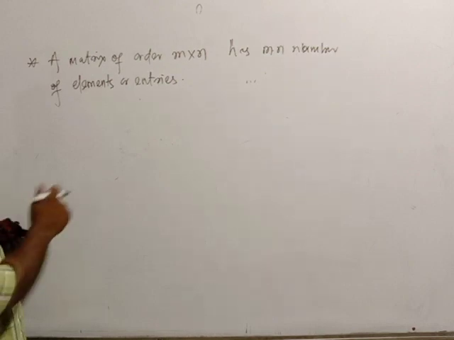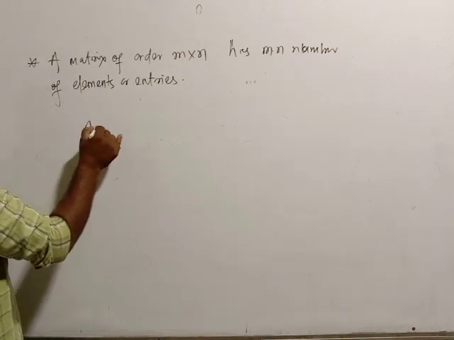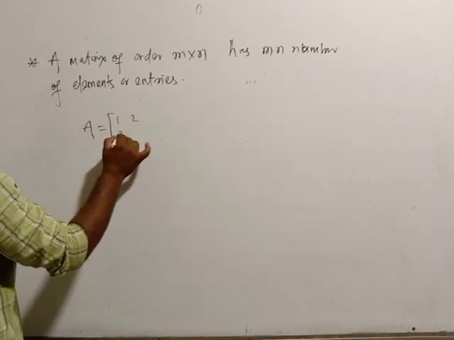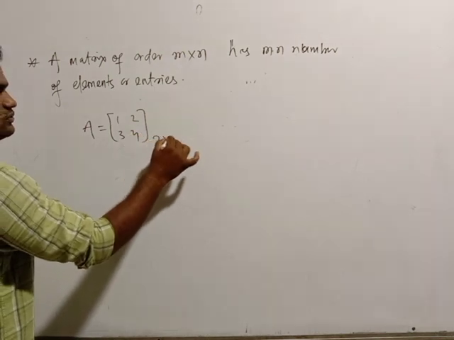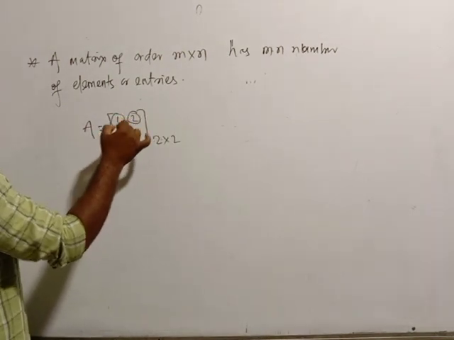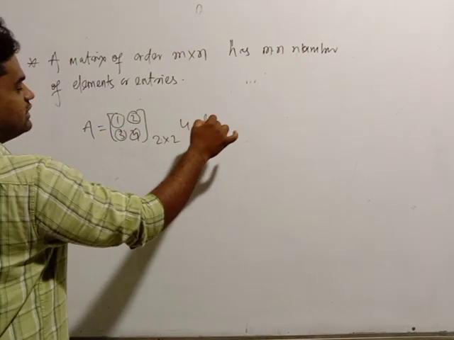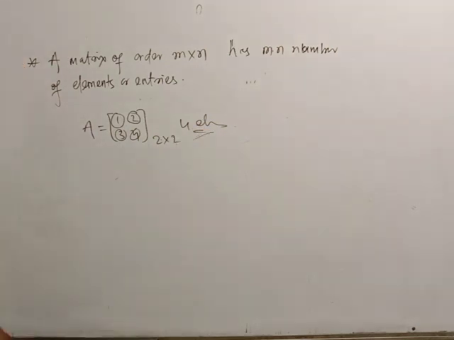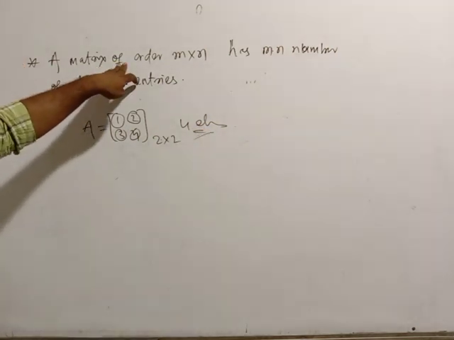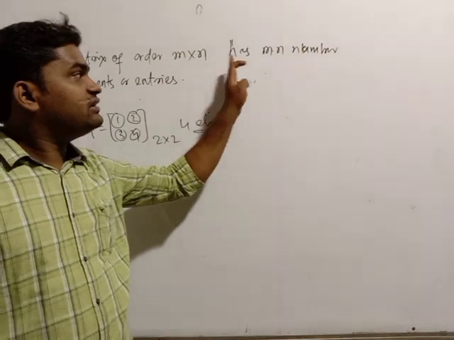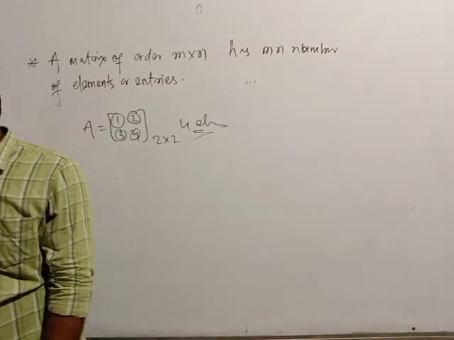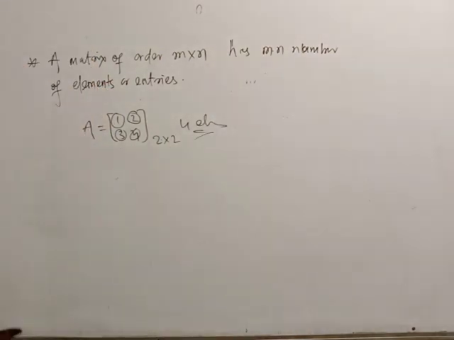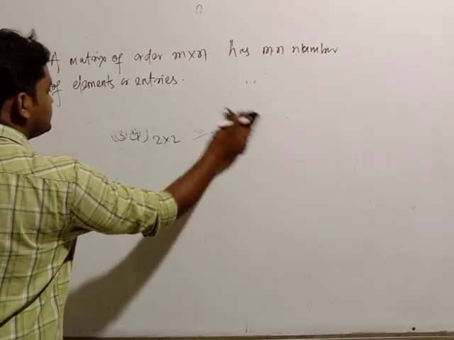Similarly, look at here, A is a matrix 1 2 3 4. Its order is 2 by 2. So here 1 2 3 4, 4 elements are there. So in general, if a matrix has order m by n, then it has m into n number of entries or elements.